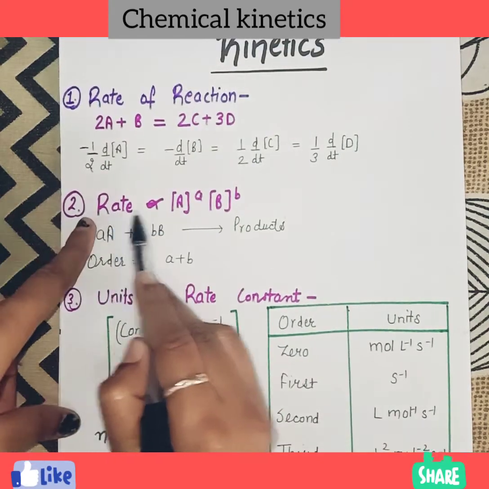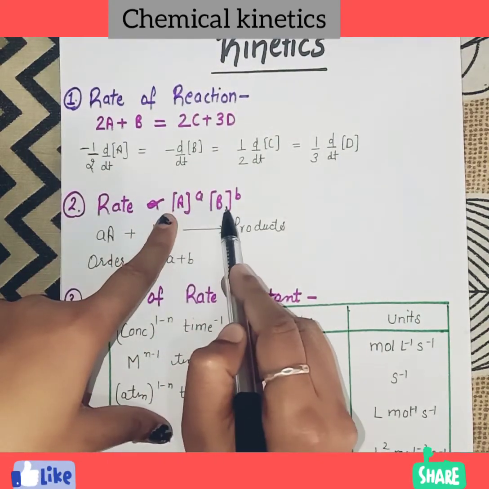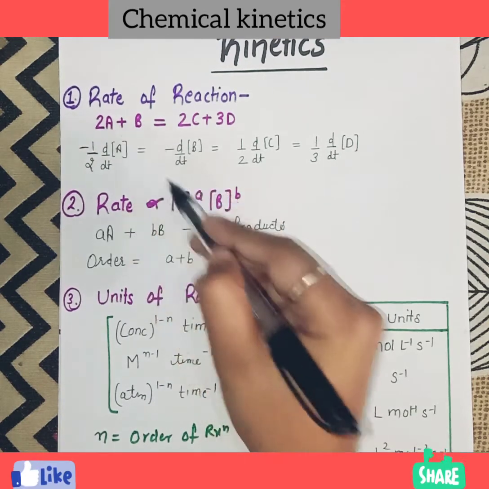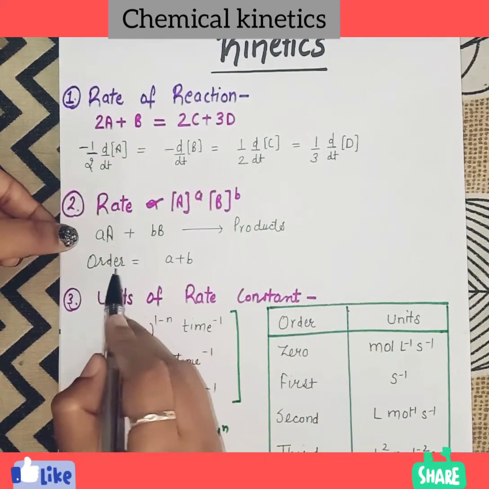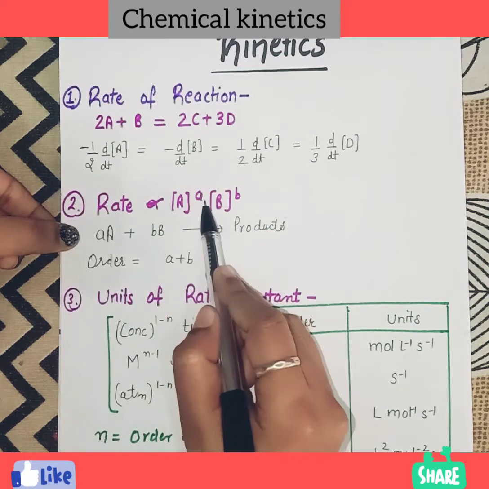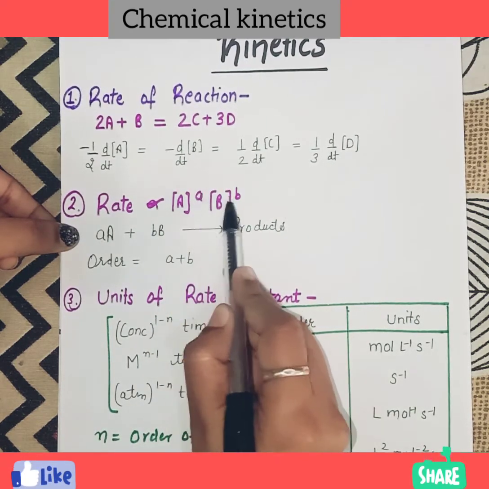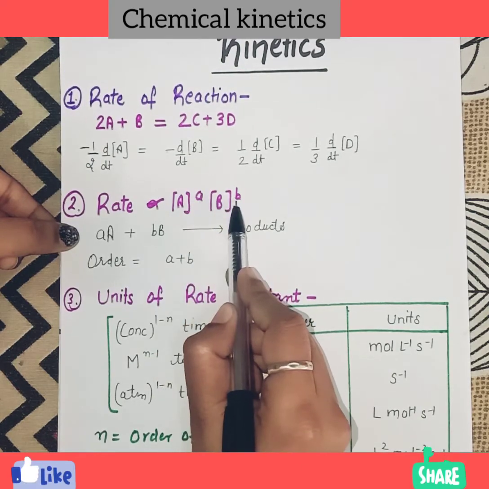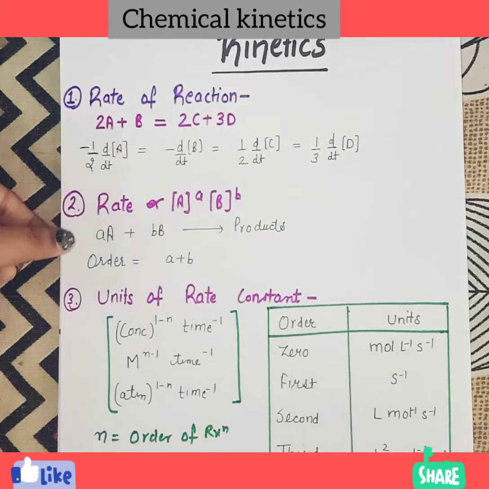Next, rate is directly proportional to concentration of reactants with power of their coefficients, and if we want to find the order of reaction, then order is the sum of these coefficients. So order of this reaction is a plus b.